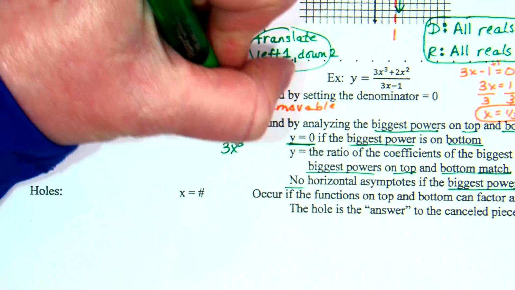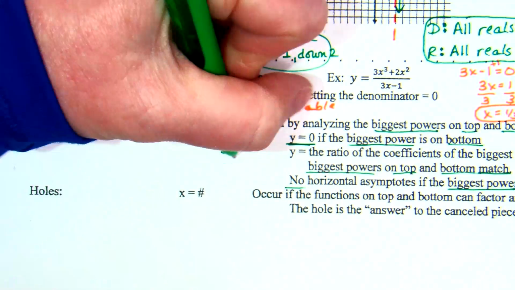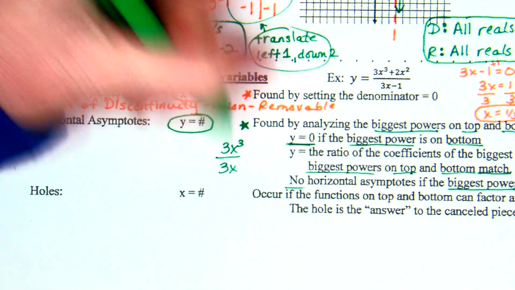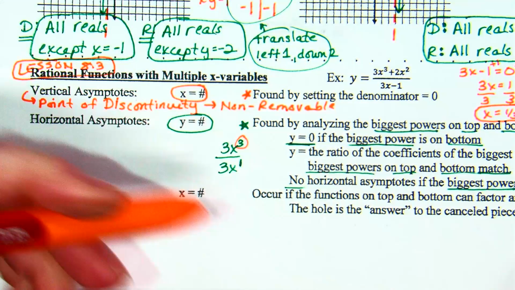Where is my bigger power? On top, yes? What does it say over here? If the bigger power is on top, there's no horizontal asymptotes. So this particular example right here would have no horizontal asymptotes because 3 is the bigger power and is on top.